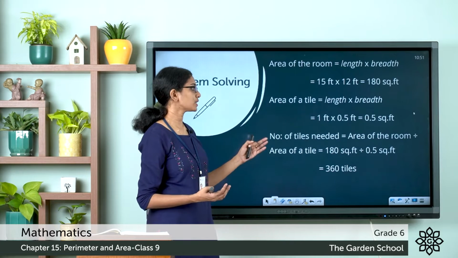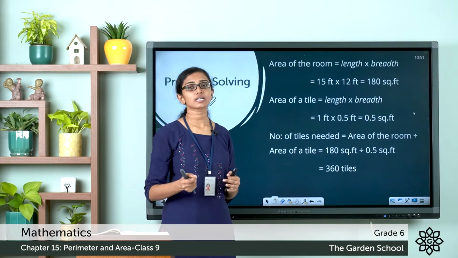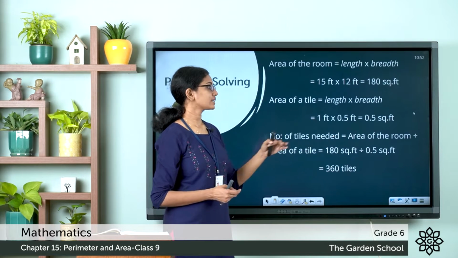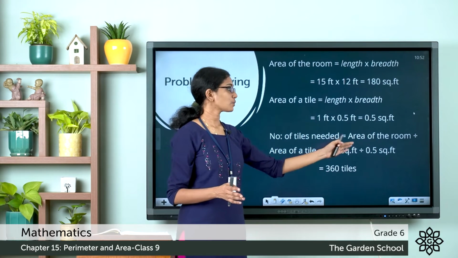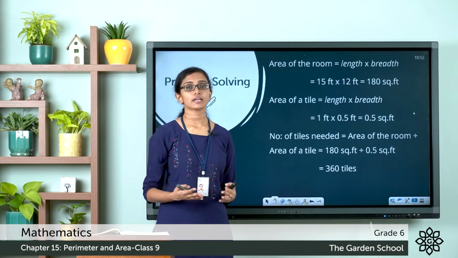So the number of tiles we need is equal to the area of the room divided by the area of a single tile. That is equal to 180 square feet divided by 0.5 square feet, which gives us 360 tiles as the required number of tiles.